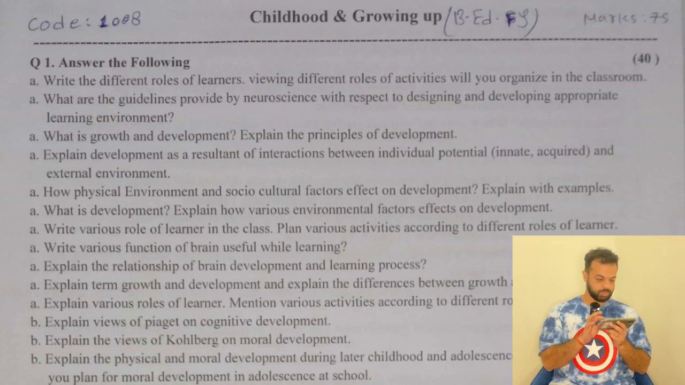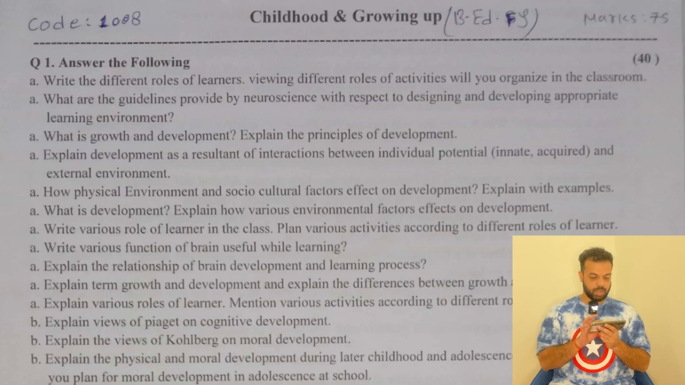The next part is: what is the guidance provided by neuroscience with respect to designing and developing an appropriate learning environment? The third part is: what is growth and development, explain the principles of development. Next part is: explain development as recurrent interactions between individual potentials, innate and acquired, and the external environment.